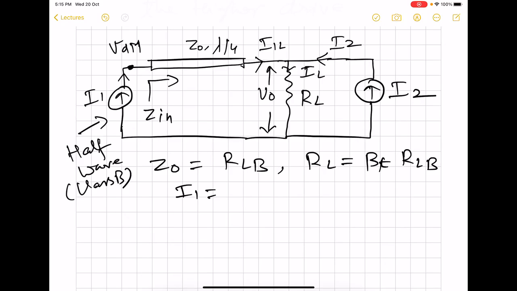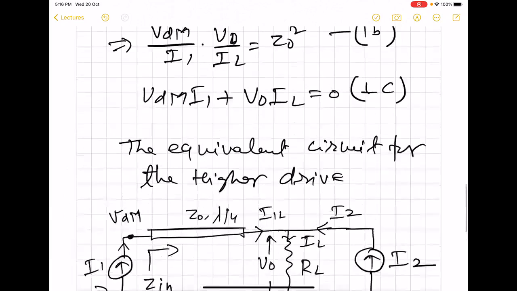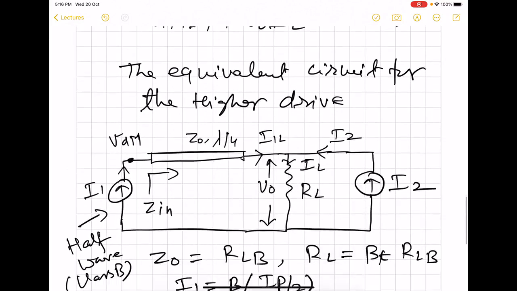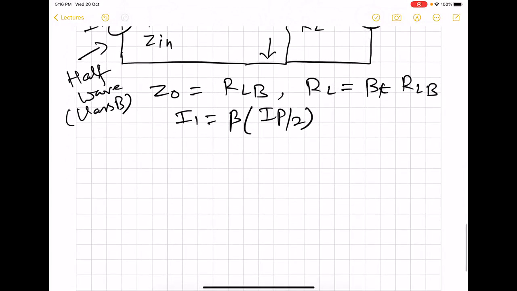So the fundamental is going to be beta into IP by 2. So this is the fundamental for the total current produced by the main power amplifier. What we have shown here is only the fundamental, not the complete drain current of the main power amplifier. And of course, we will be using these equations that we have shown here.